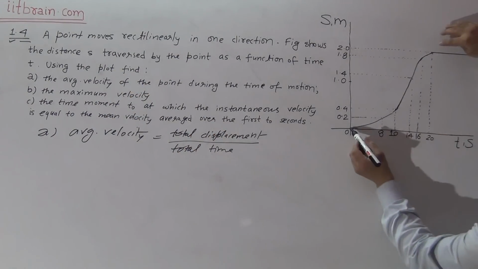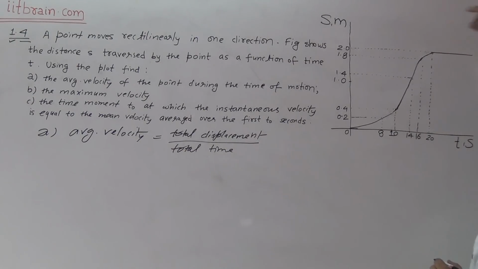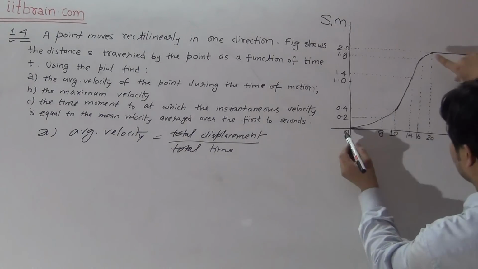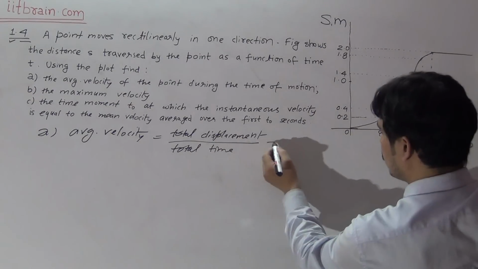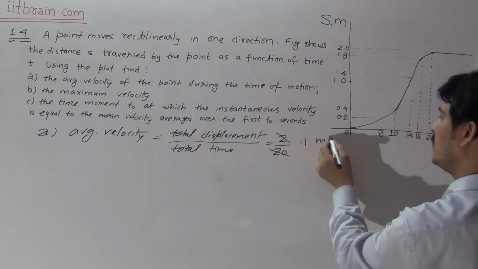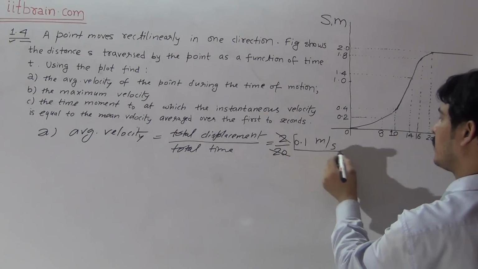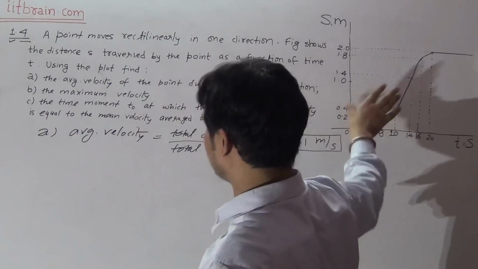So you can see that the motion continues up to 20 seconds, after that the particle is again at rest at a distance of 2 meters. So the total time of journey is 20 seconds and total distance 2 meters. So average velocity will be 2 meters upon 20 seconds. It is 0.1 meter per second. 0.1 meter per second is the first answer. It is the average velocity of the particle during the time of motion.